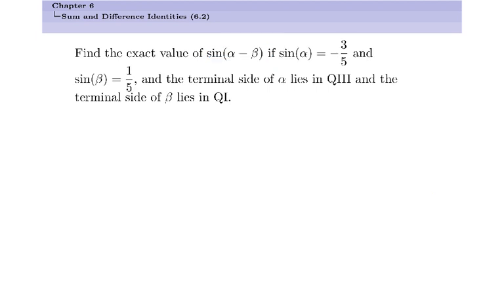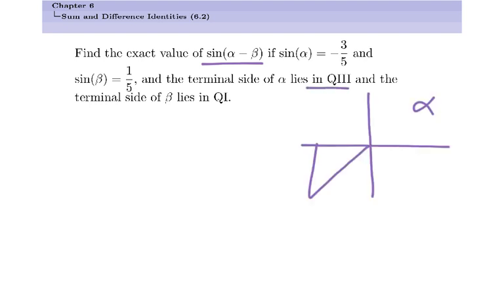Now the next two problems I want to see if you can try on your own. See if you can set up the triangle, find the missing side, are you in the right quadrant, and then use the sum or difference depending on the problem. So for this one, I'm going to use the sine difference equation. Alpha lies in Q3, y over r. Beta is in Q1, y over r.